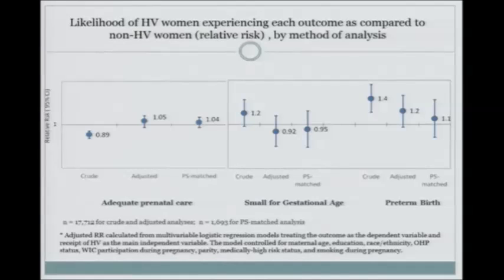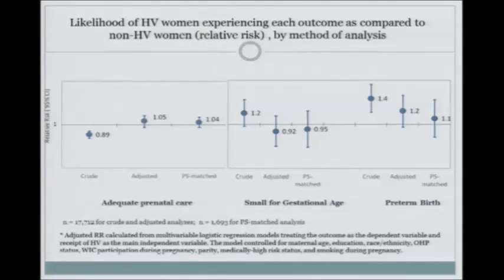Okay, so here are the results, just plotted. This is the likelihood of home visiting women experiencing each outcome compared to the matched non-home visiting women, and then by method of analysis. So here is the crude, and here's where you see that the effect of home visiting lowered the adequate prenatal care rate. So this is what we're trying to correct, right?